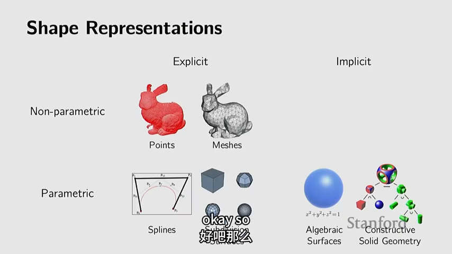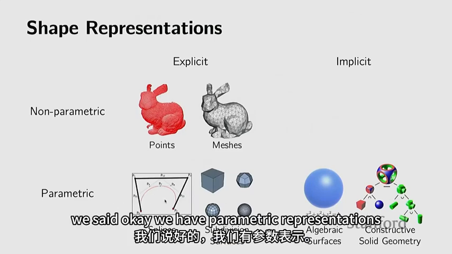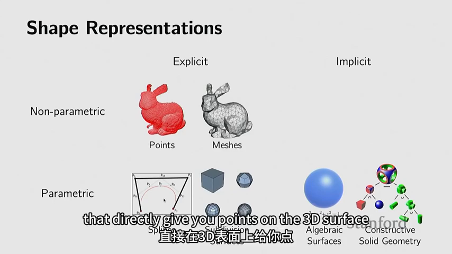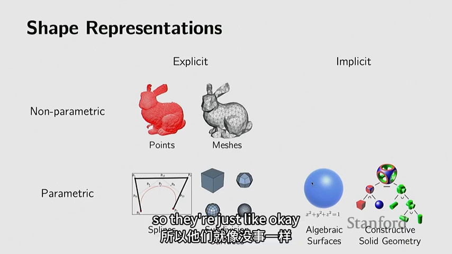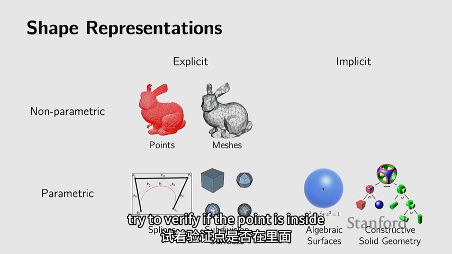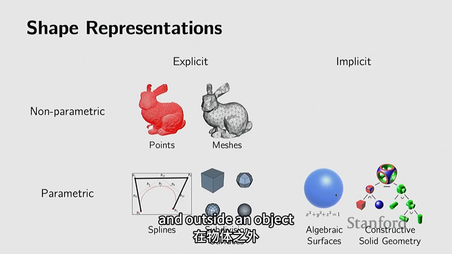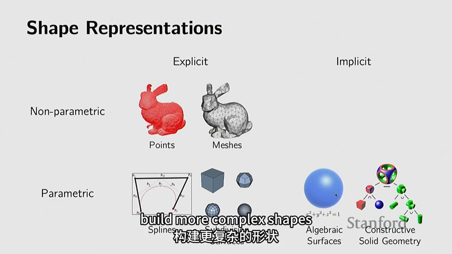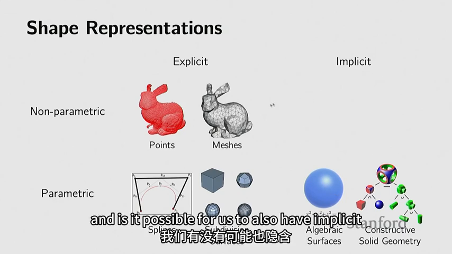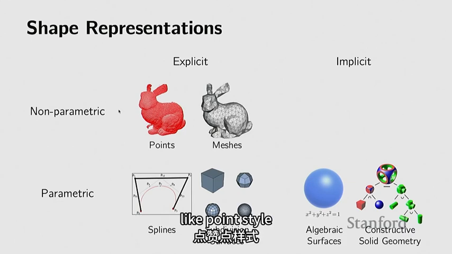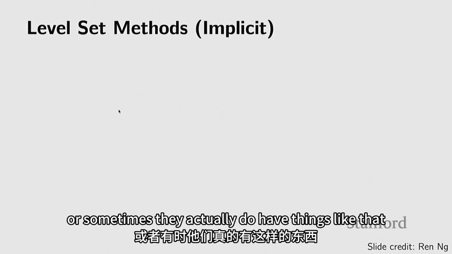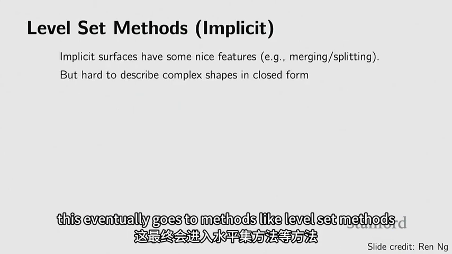Okay, so we said we have parametric representations that can be explicit, that directly give you points on the 3D surface, or we can have parametric representations like these functions, but they're implicit, right? So now you can only verify if a point is inside or outside an object, but then you can also compose them to build more complex shapes. Is it possible for us to also have implicit representations that are non-parametric, like point style, but where you're also querying functions? Sometimes they actually do have things like that. This eventually goes to methods like level set methods, right?